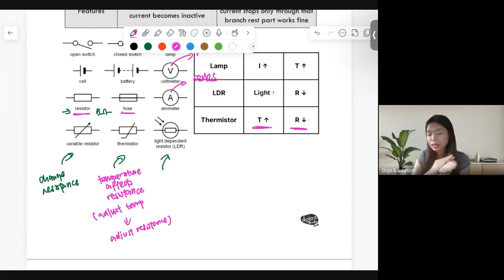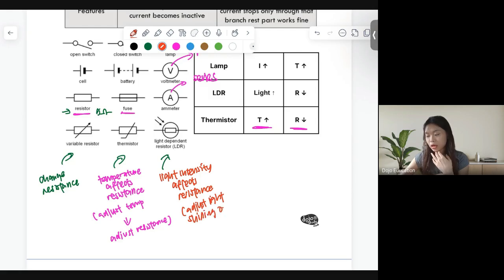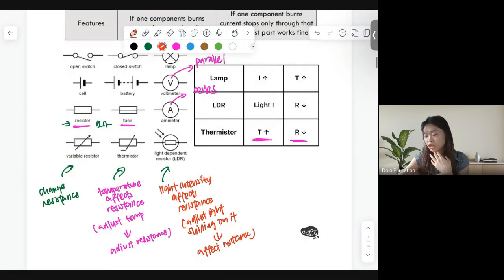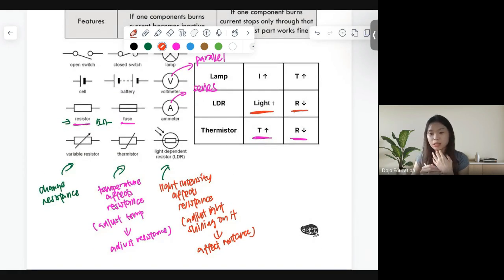Then for LDR, light-dependent resistor, it's almost the same thing as thermistor, but now it is the light intensity that affects the resistance. Okay, so same thing. Now I want to adjust my resistance. Do I just adjust it immediately? No, I don't. I adjust the light intensity. I adjust the light shining on it, then it will affect my resistance. So when I have more light shining on it, my resistance will decrease.